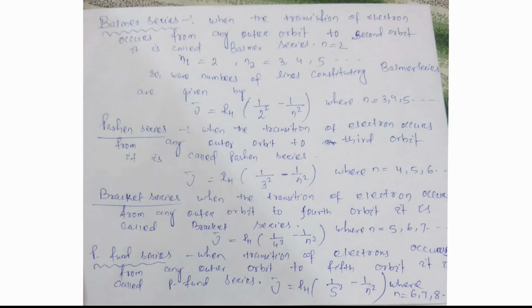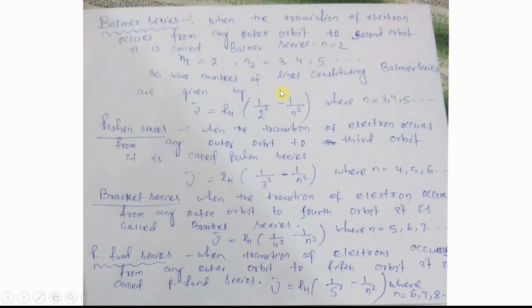Next we have to discuss the second one, that is the Balmer series, and this is named after the scientist also. This statement is correctly written: when the transition of electron occurs from any outer orbit to the second orbit, it is called the Balmer series, that is n equal to 2. That means all the electrons are coming from any outer orbit, from the third orbit, from the fourth orbit, from the fifth orbit to the second orbit. So here we have to put n1 equal to 2 and n2 equal to 3, 4, 5, 6 onwards.